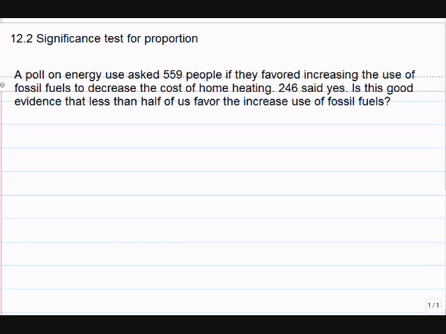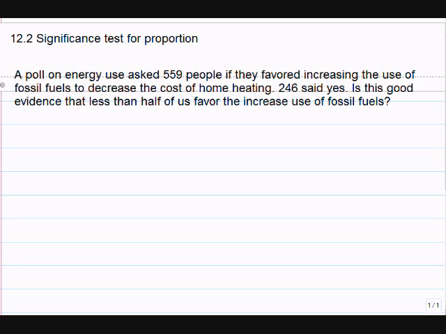So, significance test for proportion. I'll give you a problem here. Somebody did a poll on energy use. Could have been at this school, could have been someplace else. And I made the numbers up a little bit.